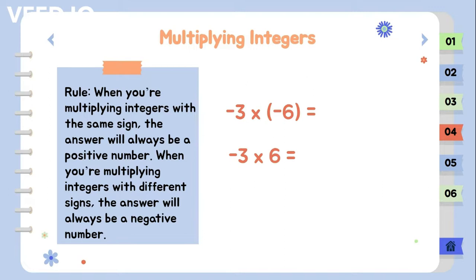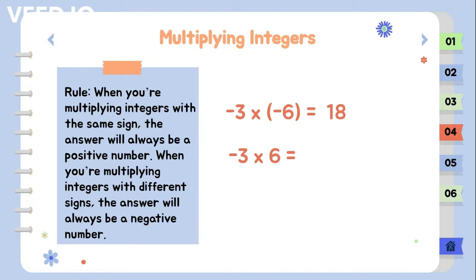So I will be doing 2 practice problems with you today: negative 3 times negative 6 and negative 3 times 6. Now, although the numbers are the same, the signs are different. So of course, the answers of the 2 questions will be different. Let's do the first one. Negative 3 times negative 6. The signs are both negative, so the answer will be a positive 18.